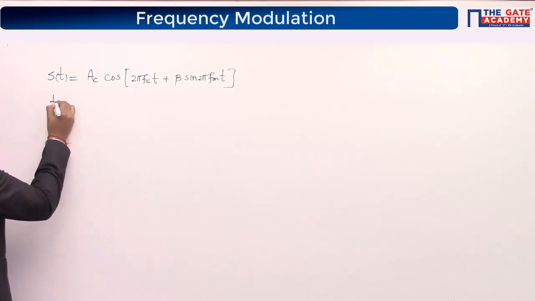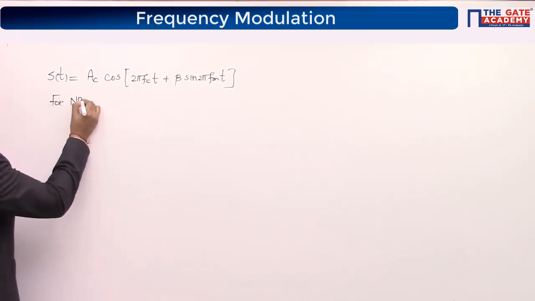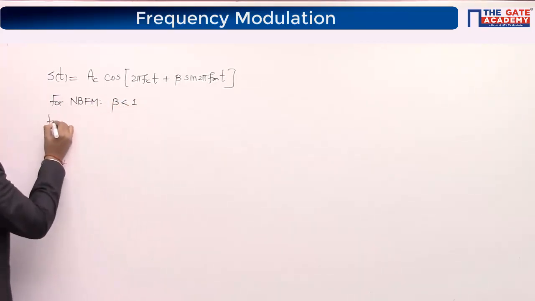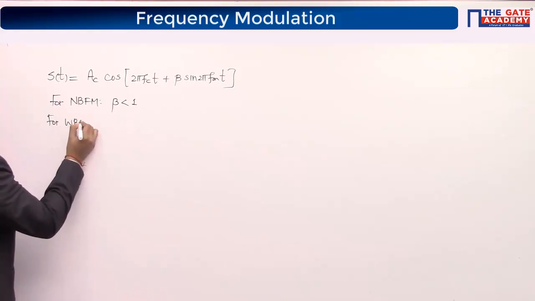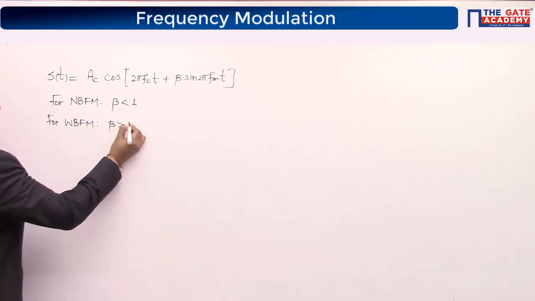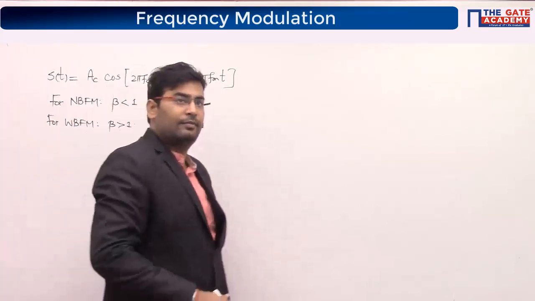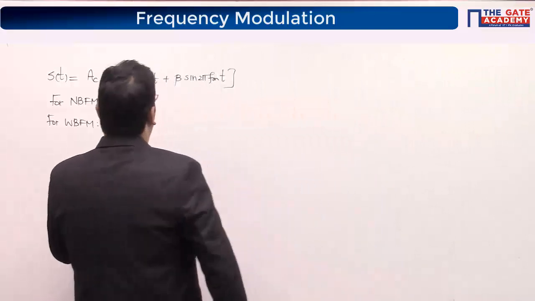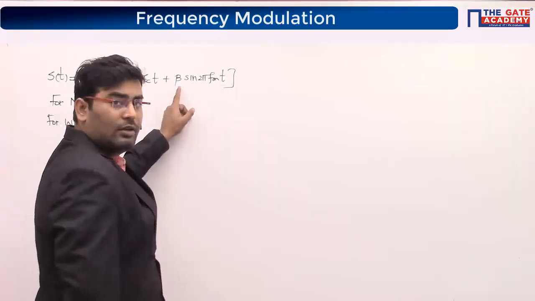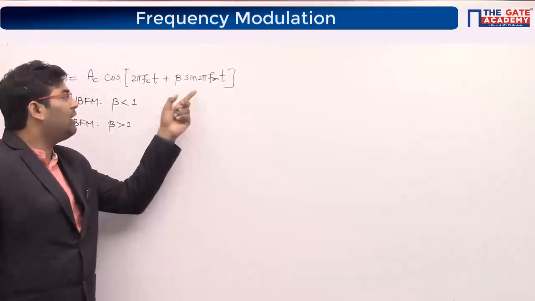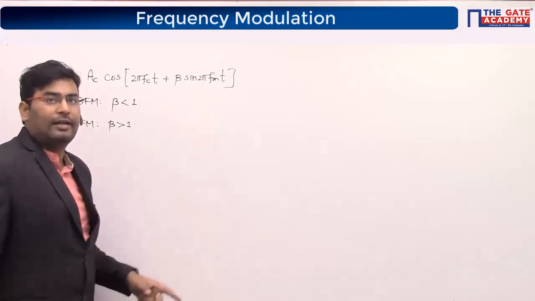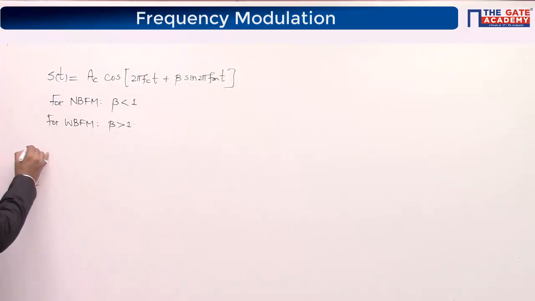And we only discussed that for narrow band FM, beta should be less than 1, and for wide band FM, beta is more than 1. Clear, guys? So when beta is more than 1, you cannot approximate this, and you are supposed to do something else. And that is the reason we have to understand a few properties of Bessel's function. Okay?